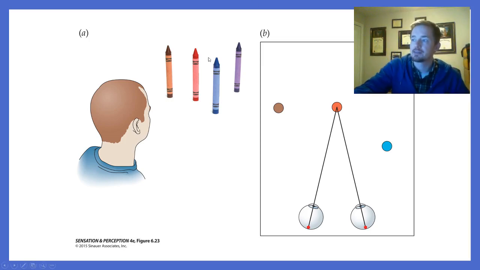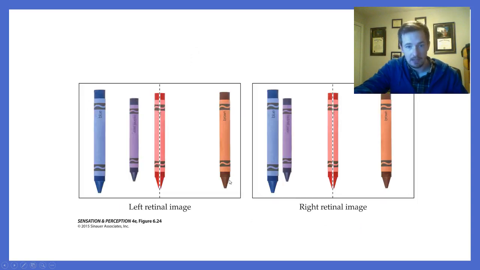So if we're looking at these crayons right here, think about what your left eye is seeing and think about what your right eye is seeing. They're not seeing the exact same thing. So your left eye might see something kind of like this. Your left eye is focused right here on this red crayon. You've got the purple, the blue, the brown. Perfect. Your right eye is going to see the exact same things, but the proportions and the distances are different. So we're seeing basically the exact same information, it's just in a different spatial orientation.